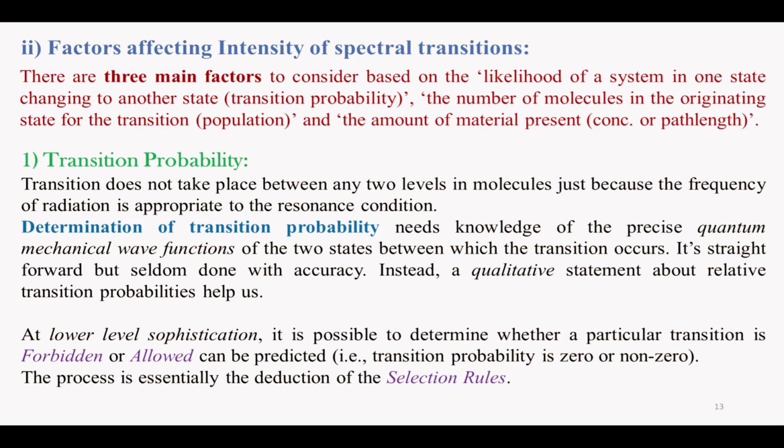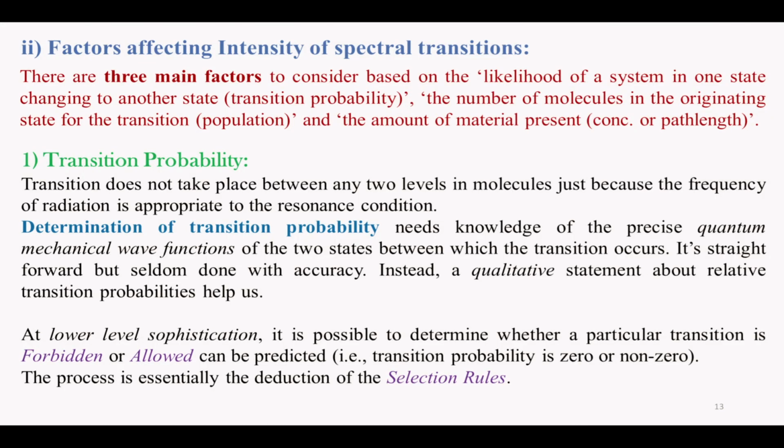One is the transition probability. Transition probability is like you have a class of BSc first year, 100 students, and then we are thinking about what is the probability of a student going from first year to the BSc third year. What is the probability? This is nil, because it is forbidden.